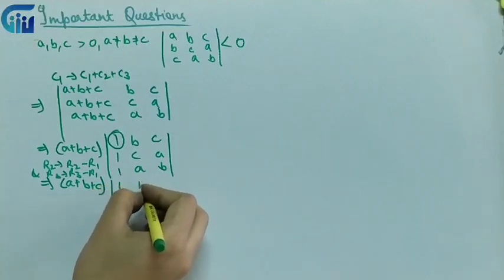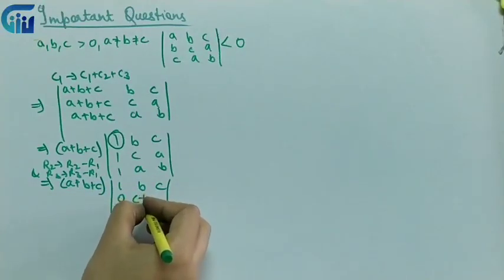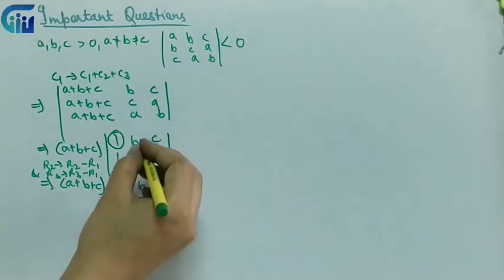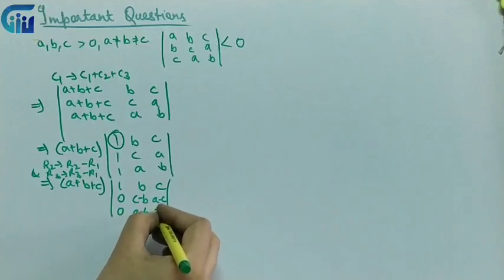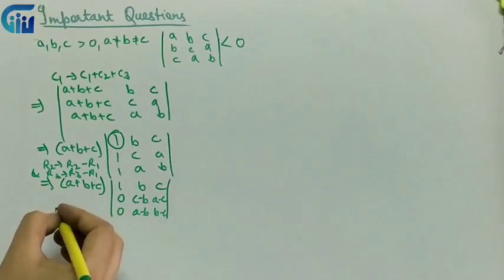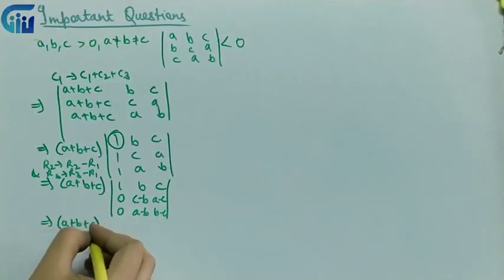So what will I have? The first row will be same. This is 1 minus 1, 0. C minus B, A minus C, 0. A minus B and B minus C. Now what we have to do? We cannot make further zeros, so I will expand. So let's expand. So whatever we have in factors, I will not multiply. I will just keep it as it is.